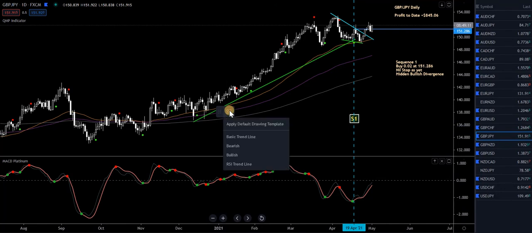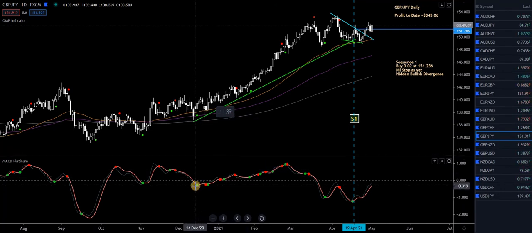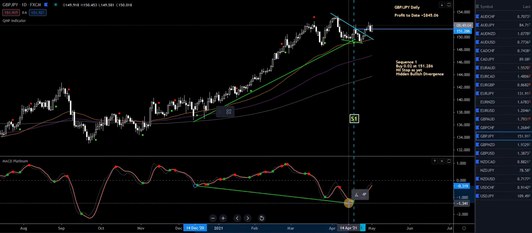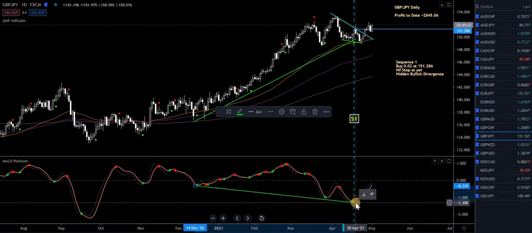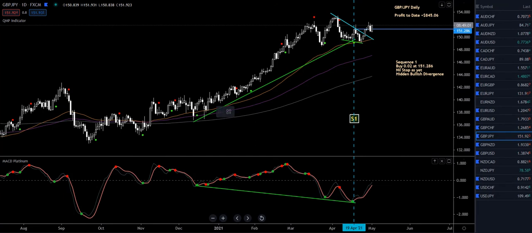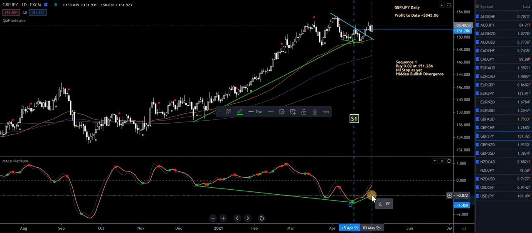What is going on? Just give me 2 seconds. I probably should pause the video, but if you don't know how to draw a trend line, this is a good example. So those trend lines should be there, and there's one up there, something like that.